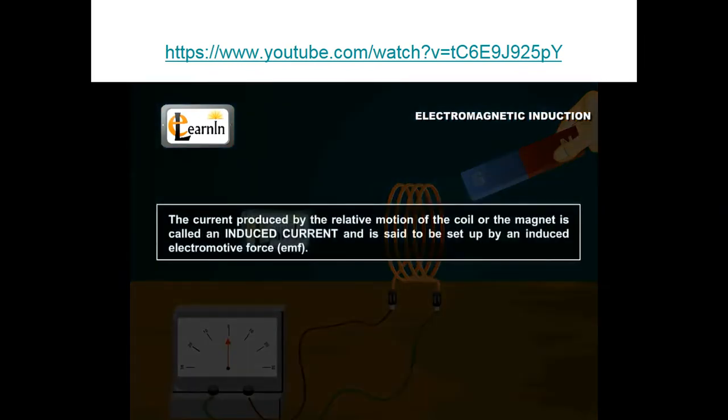The current produced by a relative motion of the coil or the magnet is called an induced current and is said to be set up by an induced electromotive force.